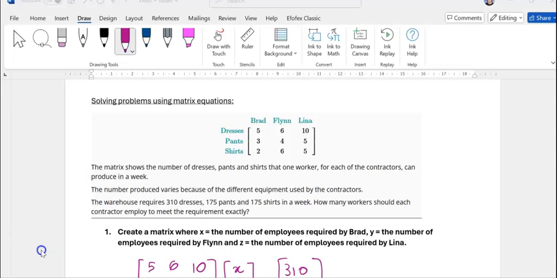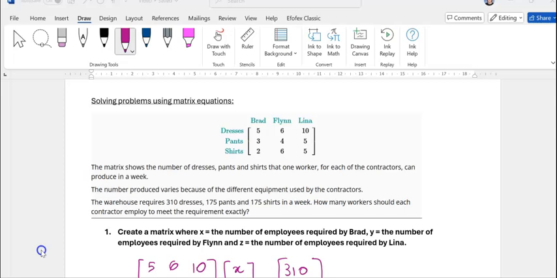Sometimes we need to use our knowledge of matrix multiplication and solving matrix equations to solve worded problems using matrices. Some of the questions in exercise 10E towards the end are definitely worth having a go at. One of the questions I've just taken from the exercise is this one with Brad, Flynn and Lena, and the matrix shows the number of dresses, shirts and pants each one of those people produces per week.